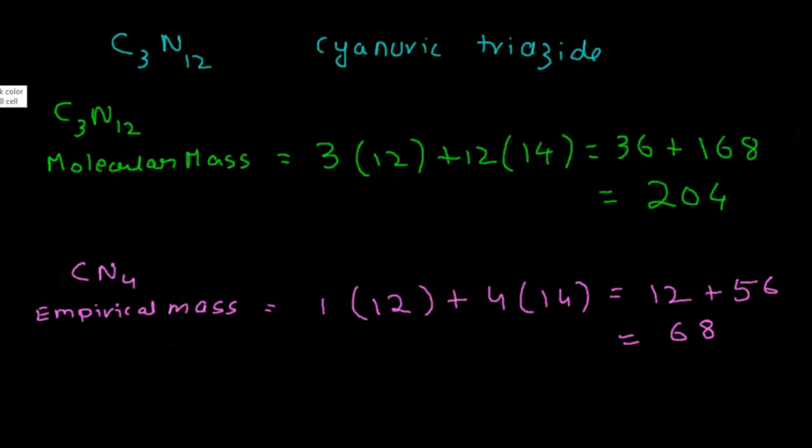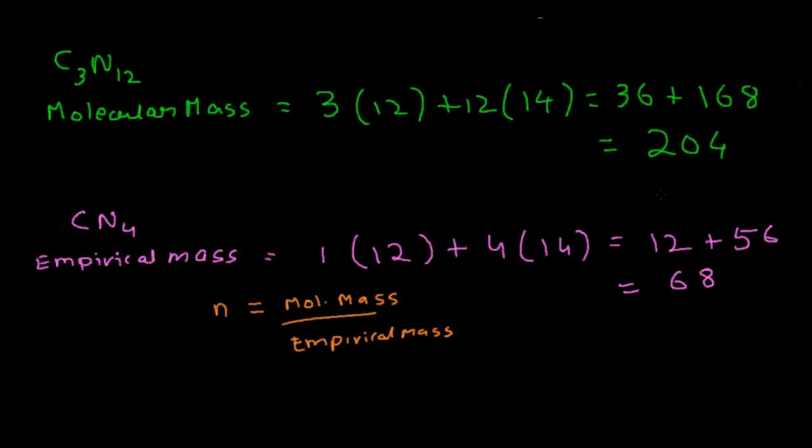Now again, if we consider our equation, n, that is the multiple constant, is equal to molecular mass upon empirical mass. When we input the value for molecular mass, that is 204, and the value for empirical mass, that is 68, and divide, it is equal to 3. So if you multiply 3 to the subscripts of the empirical formula, you're going to get the molecular formula. Like C, there is 1 here, so C1 into 3 will be C3. N is 4, so 4 into 3 will be 12, N12. So C3N12 is the molecular formula.